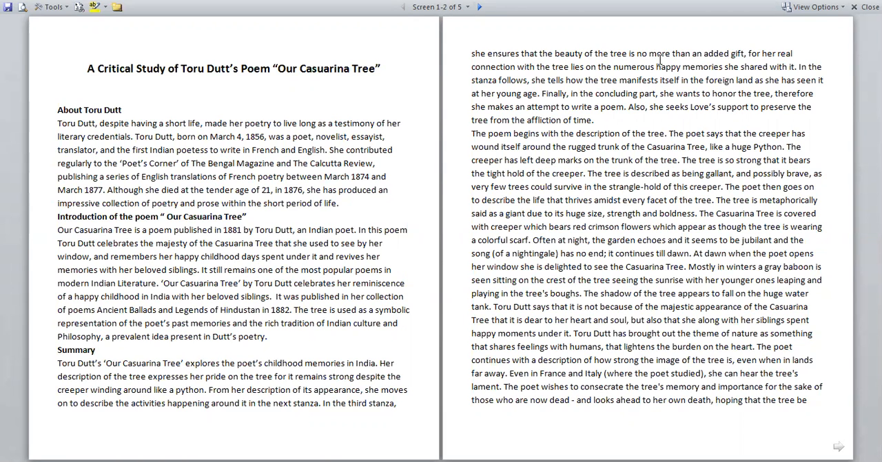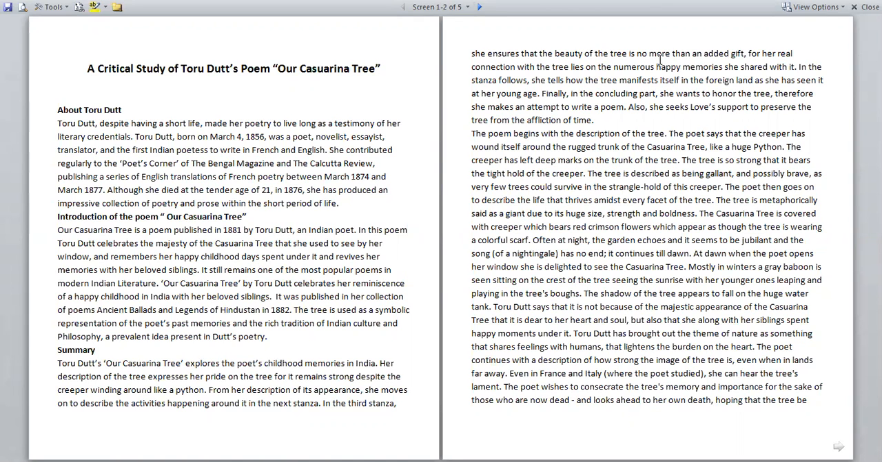The topic under discussion today is a critical study of Toru Dutt's poem, Our Casuarina Tree. Toru Dutt, despite having a short life, made her poetry live long as a testimony of her literary credentials.